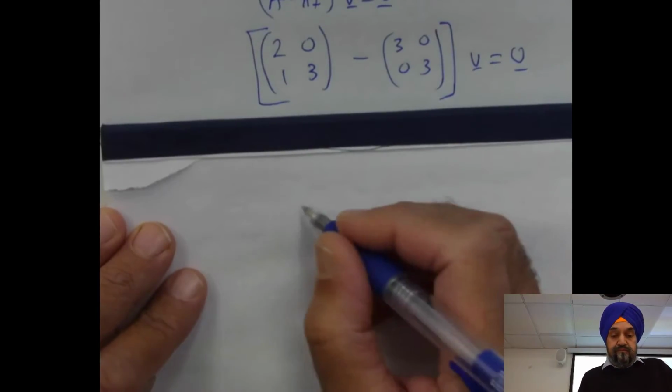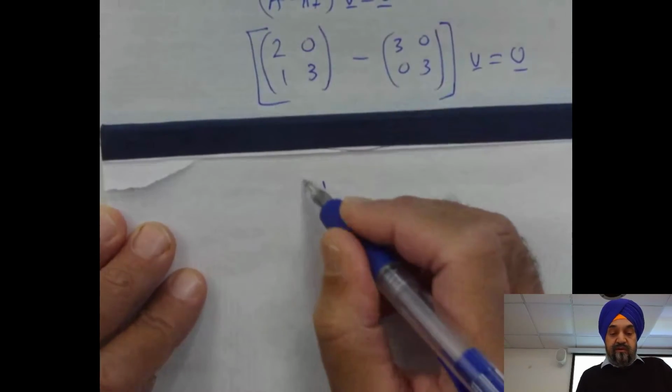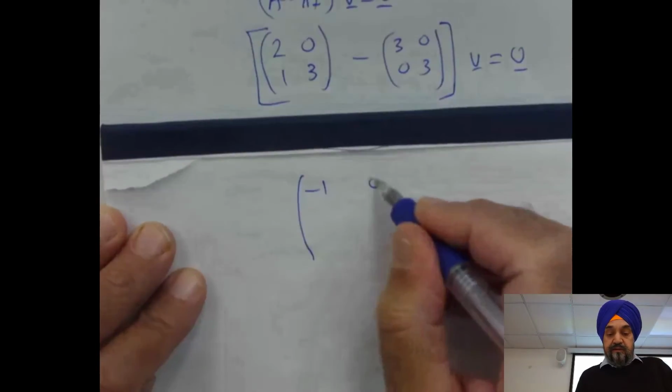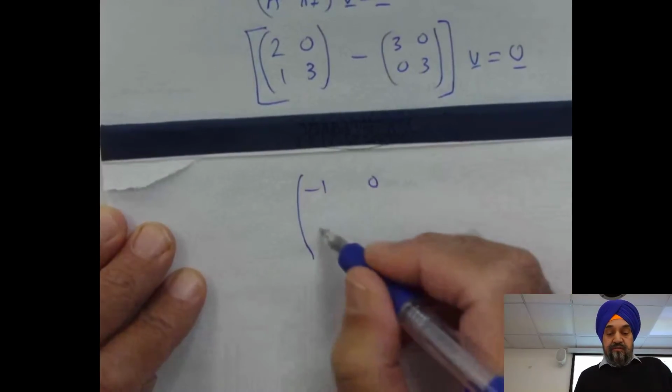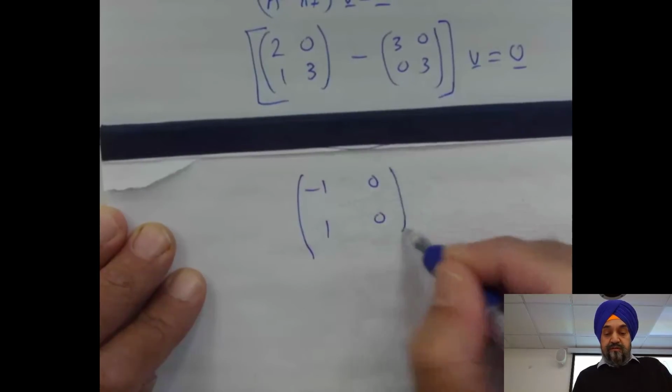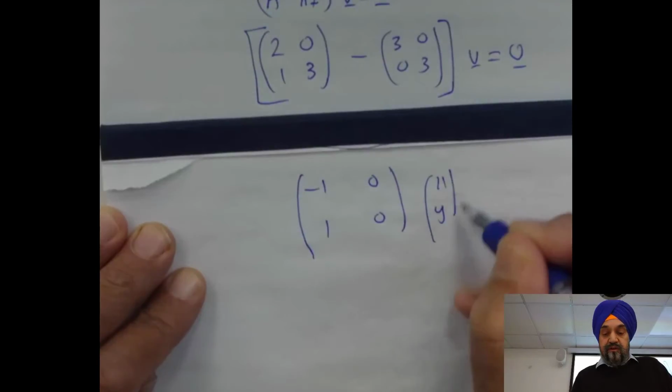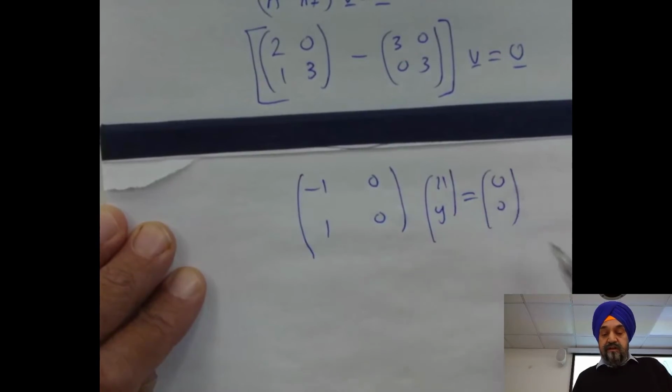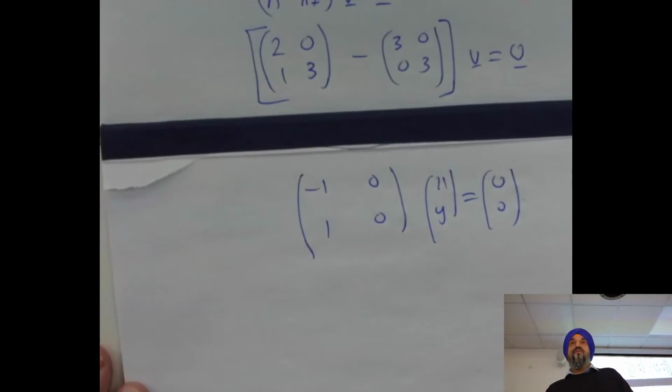So we get -1. Yeah, 2 minus 3 gives you -1. Then 0, 0. 1 minus 0 gives you 1. Then we get 0. Yeah, 3 minus 3 gives you 0. Okay, x and y is equal to 0, 0. So what do we get?